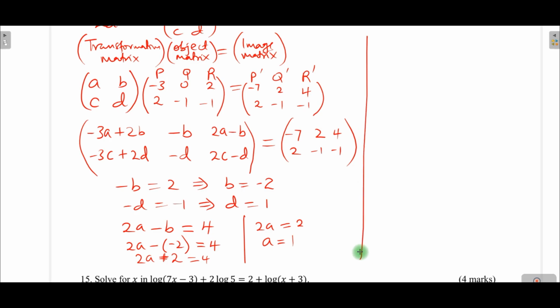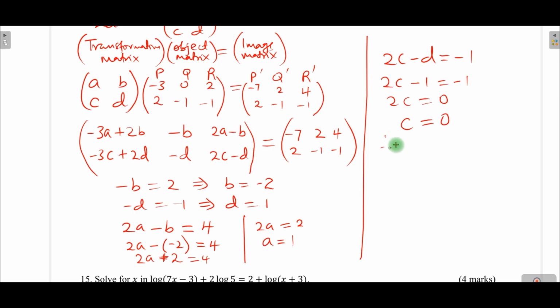Also, we need to get the other value. So I can consider 2C minus D, which corresponds to minus 1. And D is 1. So minus 1 is equal to minus 1. So 2C is equal to minus 1 plus 1, which is 0. Therefore, C is equal to 0.